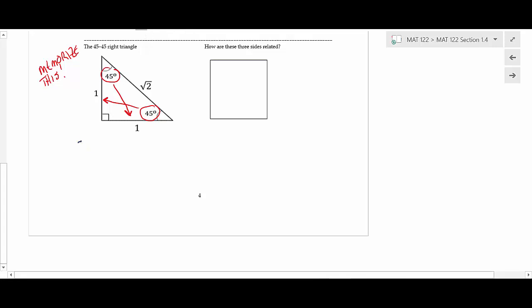And the other thing is, if you do a squared plus b squared equals c squared, well, it works out. The legs are 1 and 1. So you'd have 1 squared plus 1 squared is equal to c squared, where c is the hypotenuse. So if you work out the details, 1 plus 1 equals 2. So that satisfies the Pythagorean theorem.